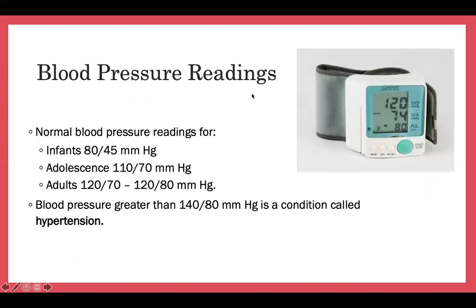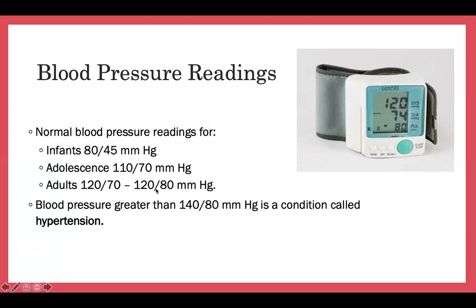Okay, so our blood pressure readings: we've got a sphygmomanometer over here, and this number on top is your systolic. It's at 120, and here you've got your diastolic, which is at 74. I believe this number here is your pulse, so likely your beats per minute. Normal blood pressure for an infant is quite low, 80 over 45 millimeters of mercury. As a teenager, it's going to be 110 over 70. And then adults range between 120 systolic over 70 diastolic, and 120 systolic over 80 diastolic.